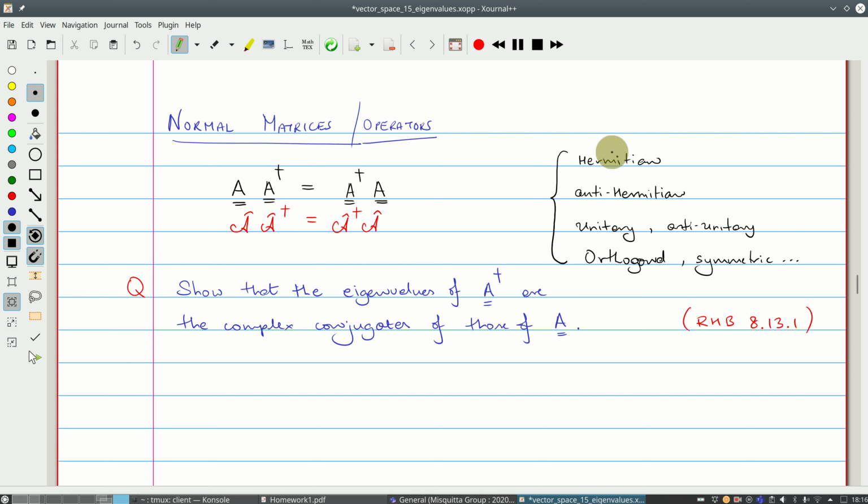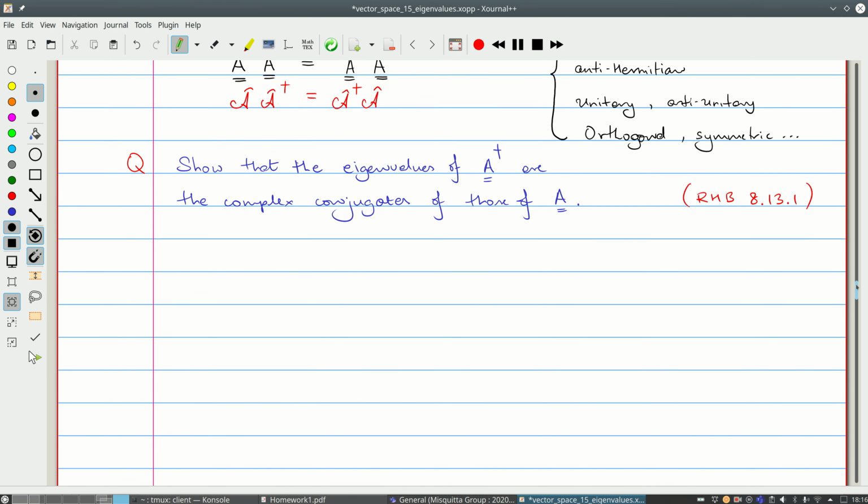To remind you again, Hermitian, anti-Hermitian, unitary, anti-unitary, orthogonal, symmetric, anti-symmetric matrices are all examples of normal matrices. If you haven't shown this and convinced yourself that these are in fact special cases of normal matrices, then this is where you need to do it. So before going any further, I would like you to take 2 or 3 of these cases and show that they are special examples of normal matrices. Everything I'm going to be talking about is in Riley, Hobson and Bence 8.13.1 and subsequent sections.